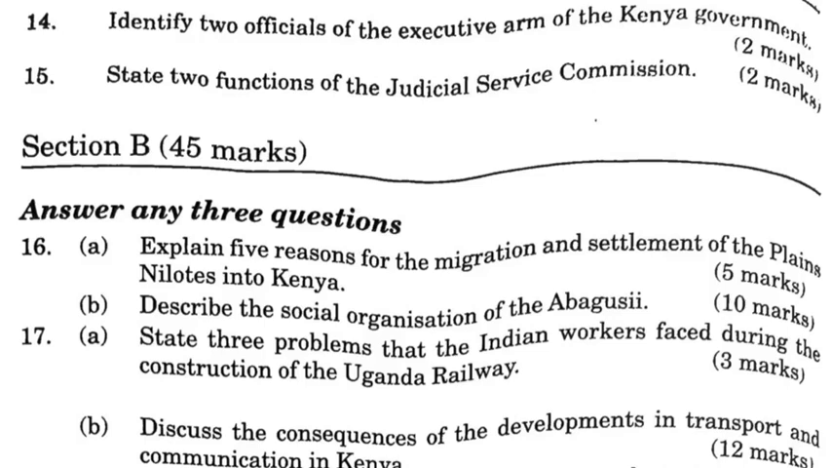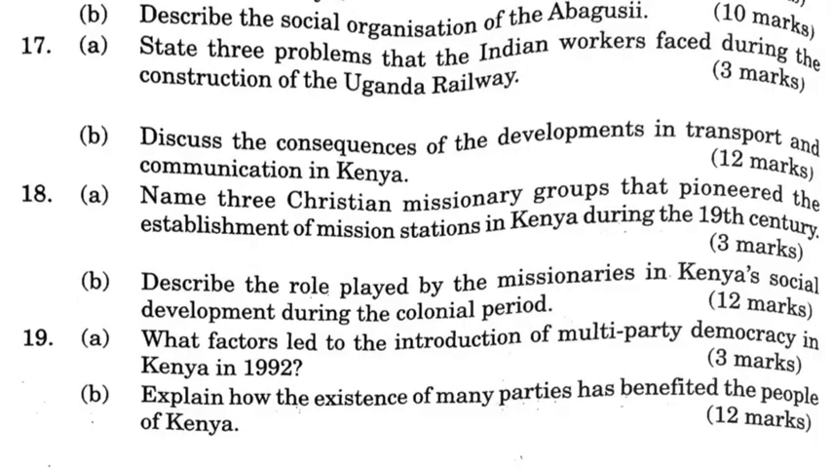17a, state 3 problems that the Indian workers faced during the construction of the Uganda Railway. Harsh climatic conditions, for example, high temperatures in some areas and extremely low ones in other areas. Scarcity of water in some of the regions the railway passed through. At Tsavo, they were harassed by lions which attacked and killed some. They suffered from jiggers and tropical diseases such as malaria and sleeping sickness.